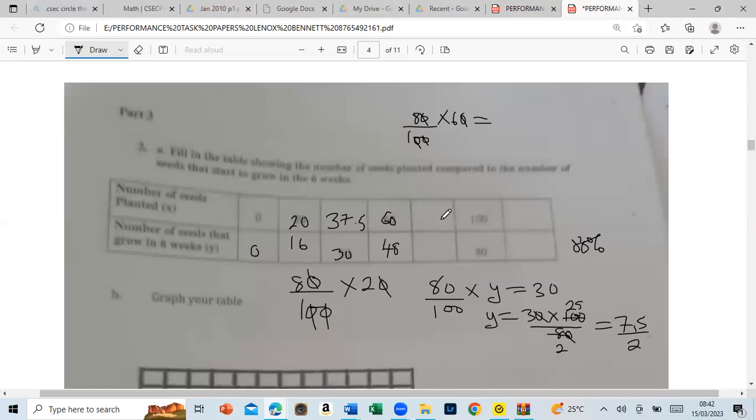Are they expecting us to put in these? I'm not sure if they're expecting us to put in these. My phone, not sure.